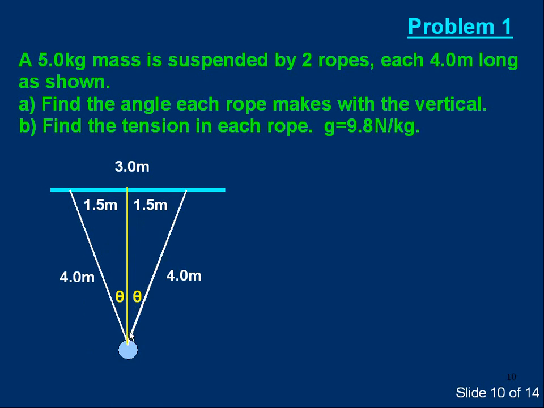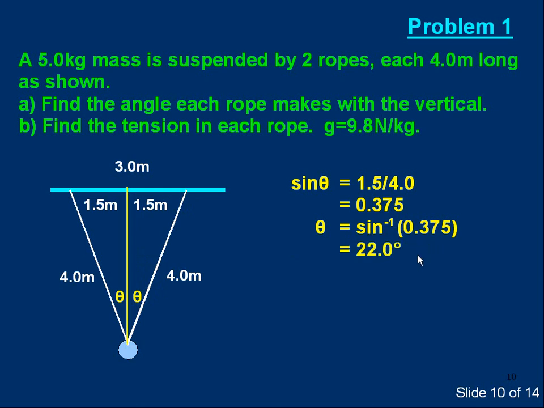How big is angle theta? Well, if you look at the diagram, you see you've got right angle triangles. If you look at one of them, the sine of angle theta is the opposite side over the hypotenuse. It's 1.5 over 4. Do the arithmetic. Theta is inverse sine, sine minus 1, of 0.375. That comes to 22.0 degrees. The question gave data to 2 significant figures, so probably best to give the answer to 2 significant figures, 22 degrees.